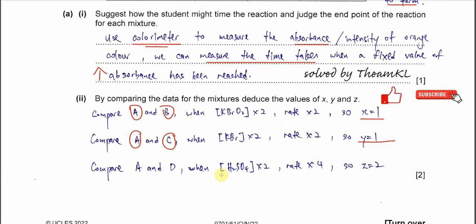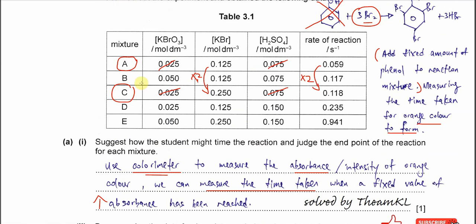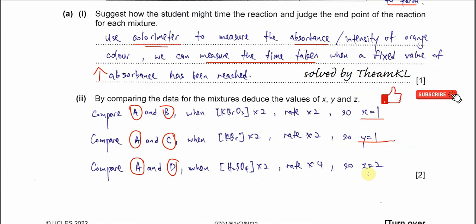To get the last one, the Z, we compare A and D. This one removed, this one removed. So we compare this. When the concentration doubles, now the rate is times 4. Therefore we know that this reactant is second order, right? So Z is equal to 2.